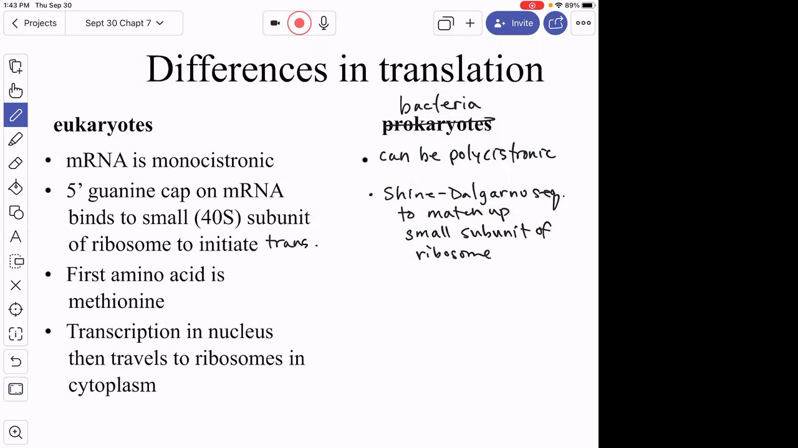For eukaryotes, the first amino acid is always methionine, and bacteria have a formyl group added to that, so they always have formylmethionine. I tried to look up why that is, and I don't really know why that would be the case. And like I mentioned, transcription is going to be in the nucleus of eukaryotes and then travels to the ribosomes in the cytoplasm. Transcription and translation are both taking place in the cytoplasm for bacteria. Okay.